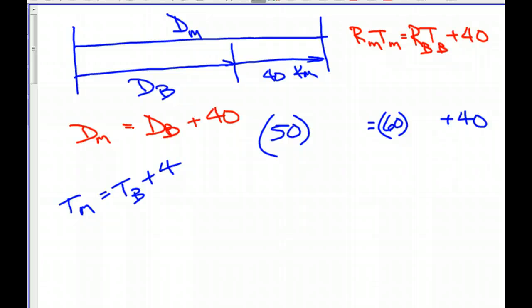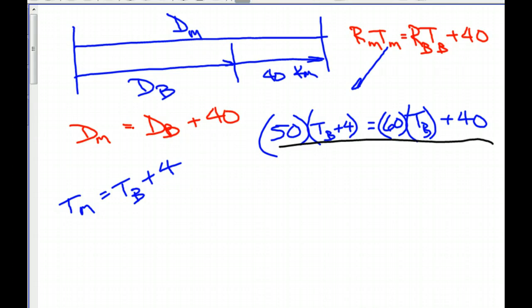All right, so at this point, we don't know the time of Millicent, and we don't know the time of Beauregard. But we do know that TB plus 4 is Millicent's time. So instead of putting TM down here, we're going to put TB plus 4. And for Beauregard, we can just put TB in here. Okay, so that being the case, there's your equation.